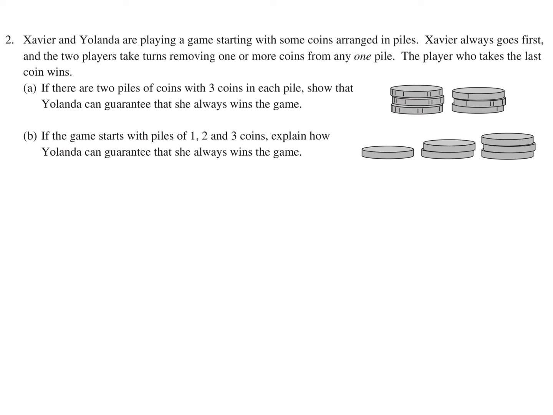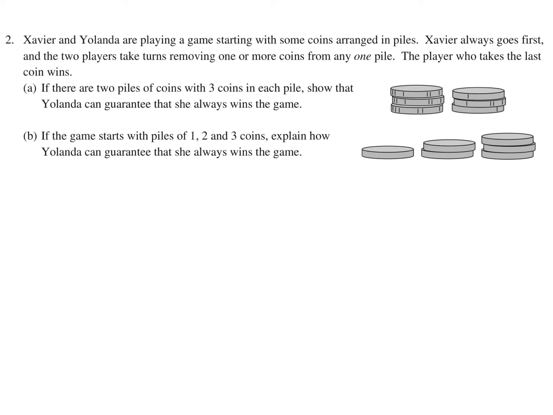Number 2. Yolanda and Xavier are playing a game starting with some coins arranged in piles. Xavier always goes first, and the 2 players take turns removing 1 or more coins from any one pile. The player who takes the last coin wins. If there are 2 piles of coins with 3 coins in each pile, show that Yolanda can guarantee that she always wins the game.